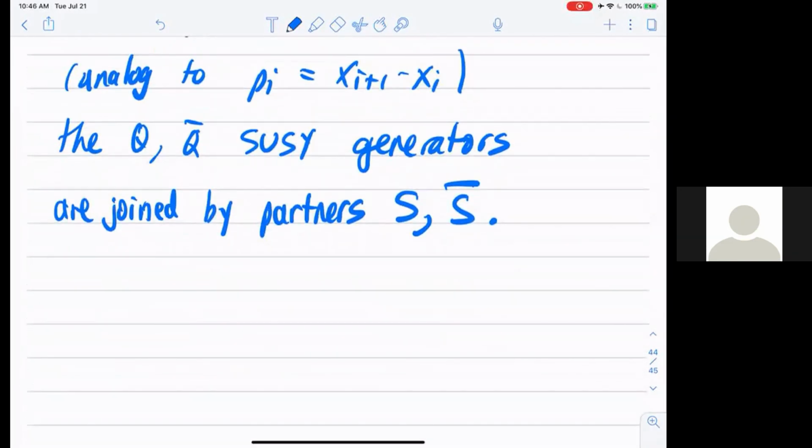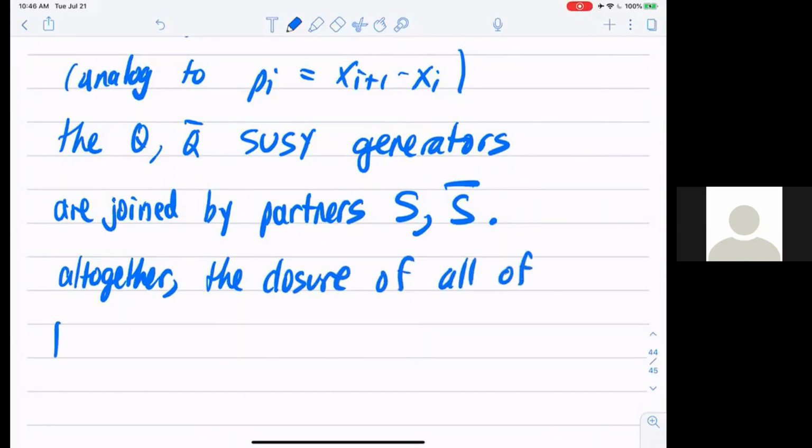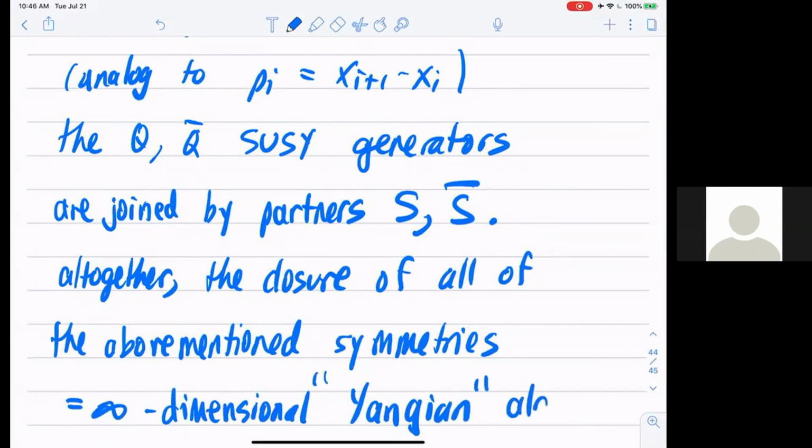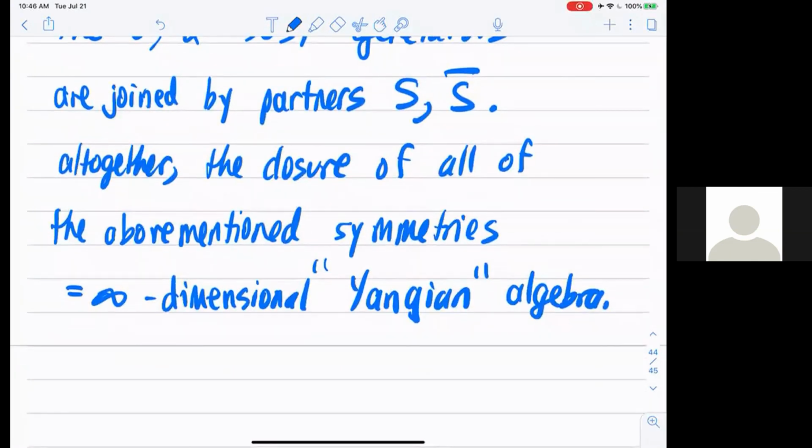So let me just write that because it's important. All together, the closure of all of the above mentioned symmetries is an infinite dimensional Yangian algebra. Okay. That is really cool and I hope you hear more about it, but not from me, given the limited time. Does that answer your question? Yes, thank you. Okay.